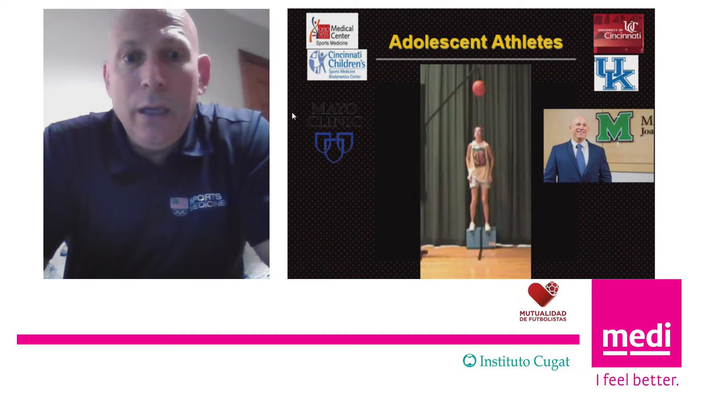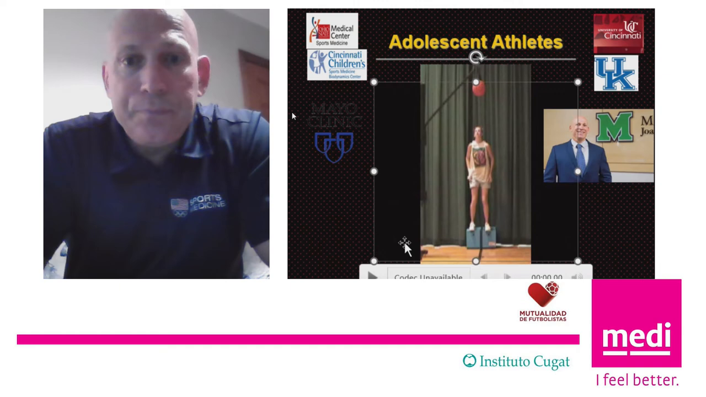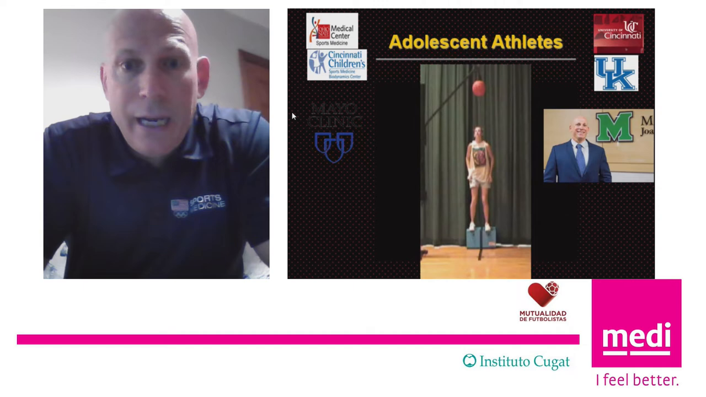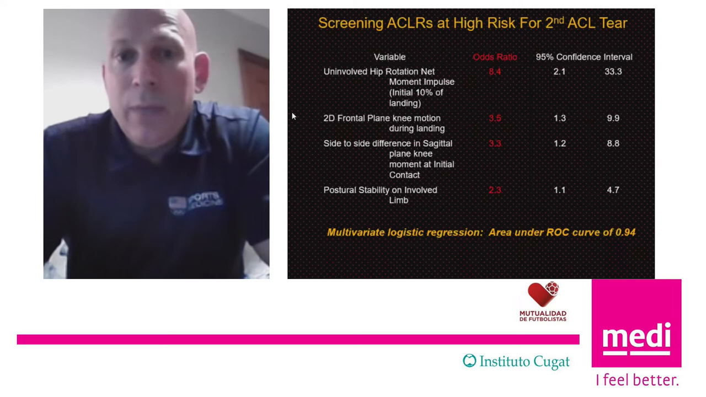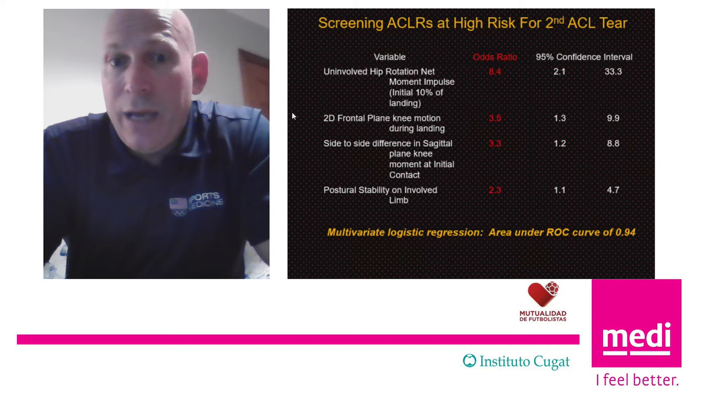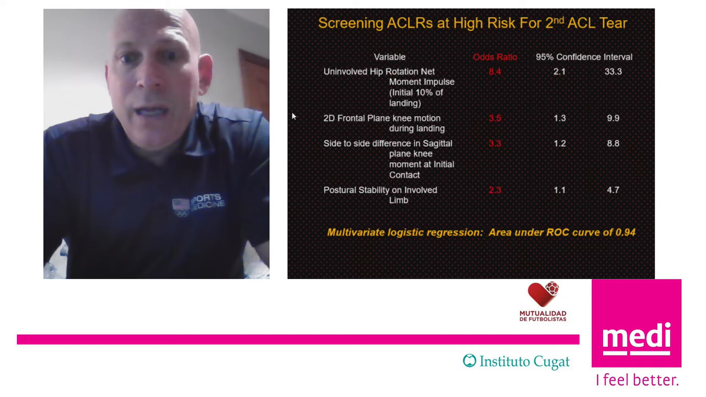We're screening for athletes that show this dynamic valgus motion. And what we showed was those that have that hip internal rotation impulse had 8 times greater risk of a second injury, 2D frontal plane valgus 3.5, side-to-side differences in sagittal plane activation, one quad dominant, one more posterior chain dominant, 3.5, and then a stiffening knee strategy on balancing, 2.5. And all 4 of those factors together could predict with 94% accuracy who was going to have a second injury, using this receiver operating curve.